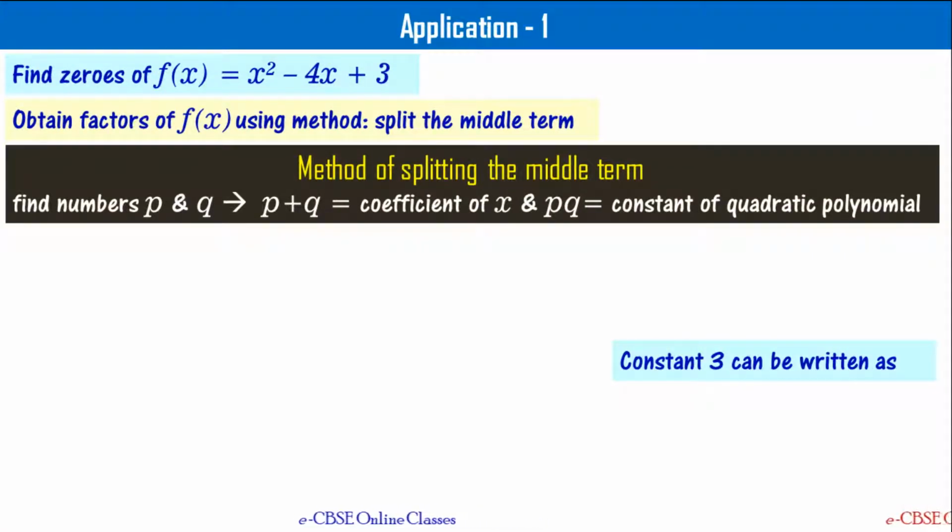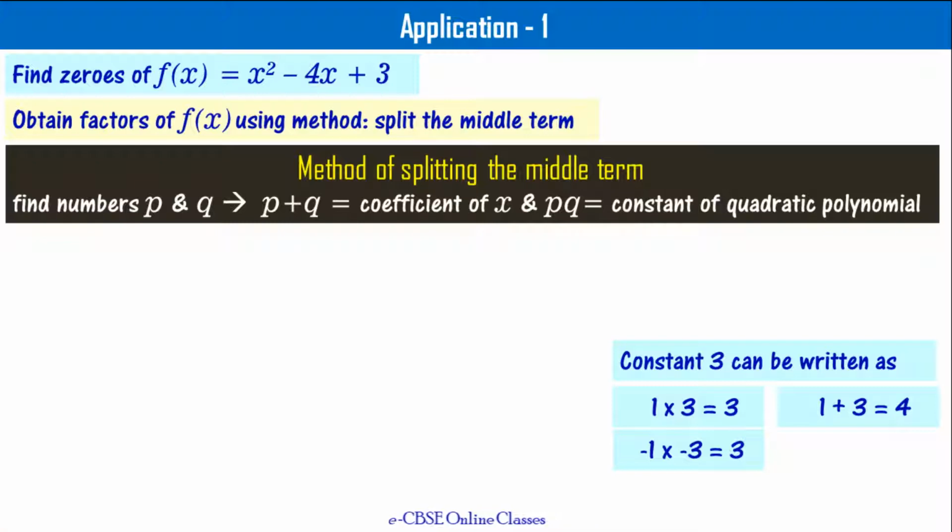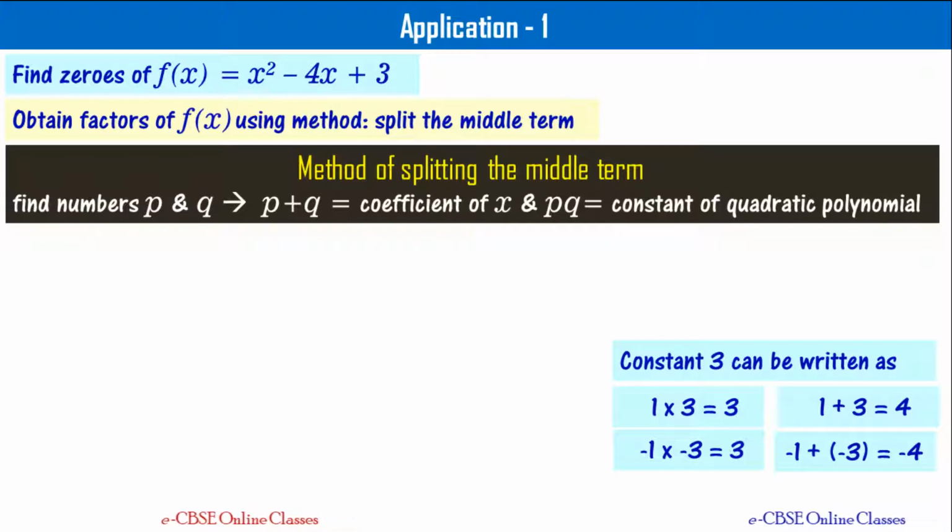and go back to the problem, that is f of x equal to x square minus 4x plus 3. The constant of this particular expression is 3. That can be written as 1 times 3 or minus 1 times minus 3, right? When you take 1 times 3, or 1 and 3 as the numbers, their sum is equal to 4. It is not matching our requirement. Our requirement is sum has to be minus 4, right? So let's take the sum of the next two numbers, that is minus 1 plus minus 3, which is equal to minus 4. This is exactly matching our requirement, right?